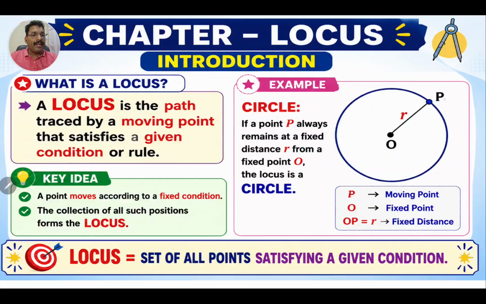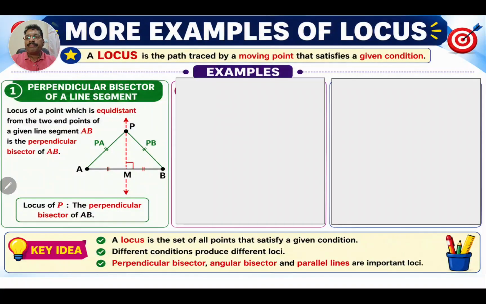So point P is moving such that it stays at a fixed distance from a fixed point. The fixed distance is called radius, and the fixed point is called the center of the circle. So locus means all these points; many points will be there. Joining all the points, the path whatever you get, that is called locus. That is a circle in this example. We'll see more examples.